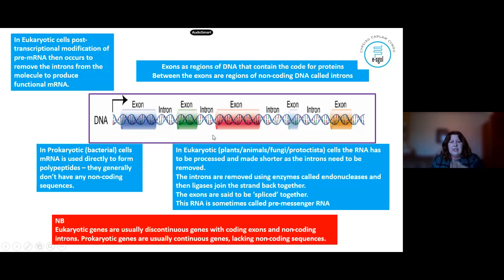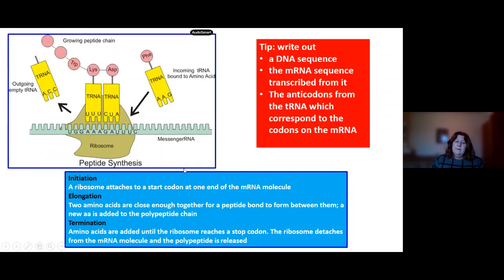So there's this discontinuous system of information along the DNA, whereas in prokaryotic cells the genes are continuous, so the code can be read continuously from start to end. Now, once we've got the primary sequence of the protein, other things can happen.